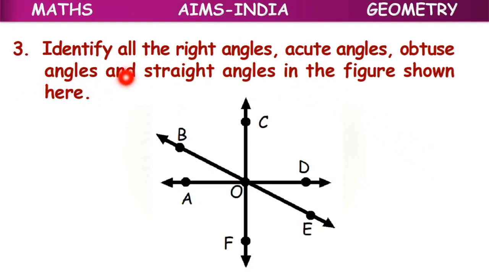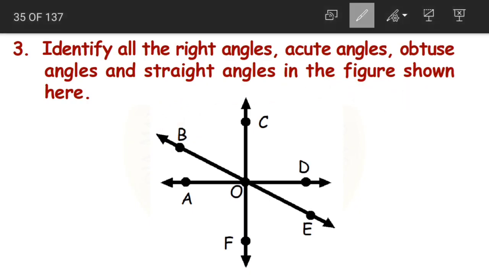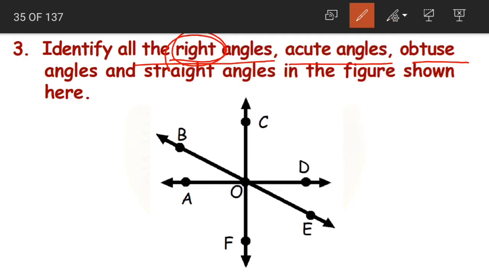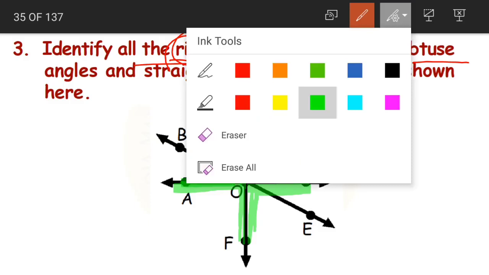Coming to 3, identify all the right angles, acute angles, obtuse angles and straight angles in the following figure. So we have to find out all the right angles, acute, obtuse, everything from this given figure. First, what are they asking us? Right angles. So we have to look for L-shaped angles. So where are L-shaped angles here? This is an L-shaped angle. So that would be 1, and again here 2, here 3, and here 4. So these are the 4 L-shaped angles or the right angles.